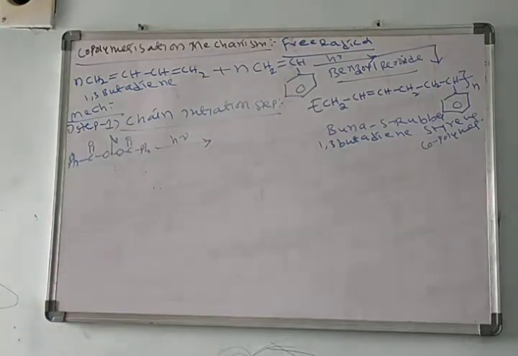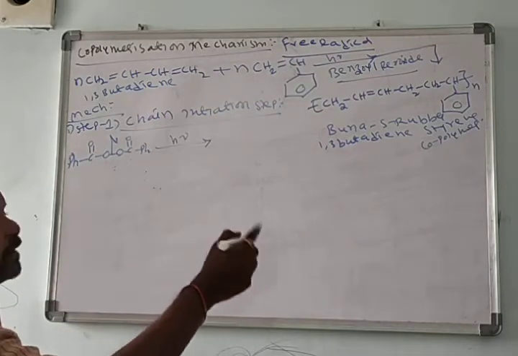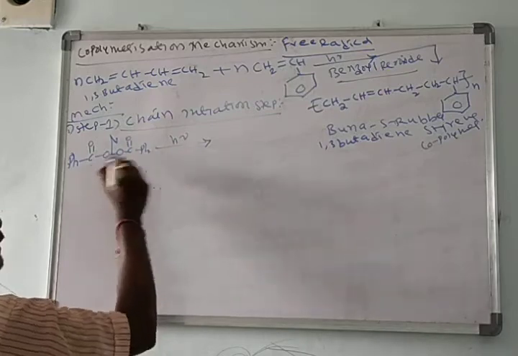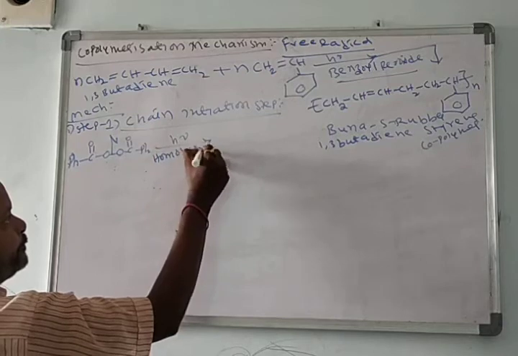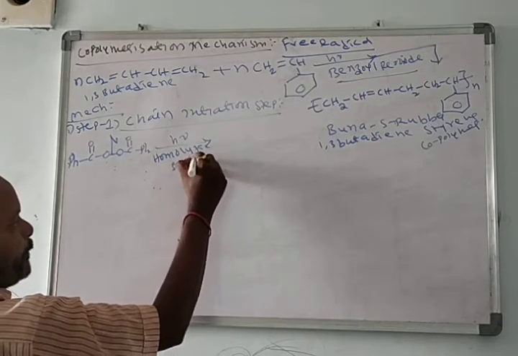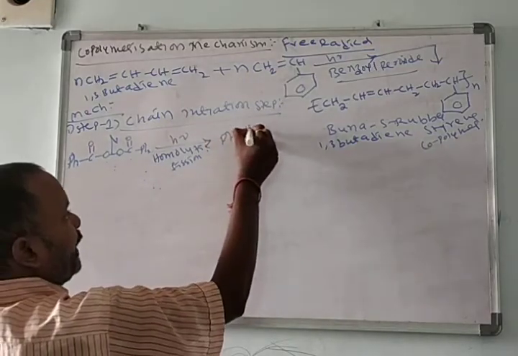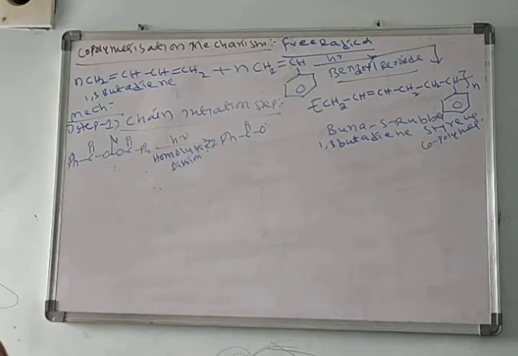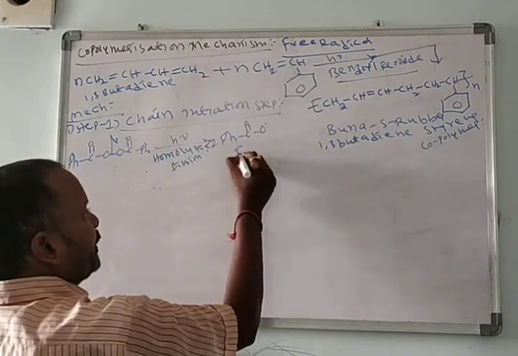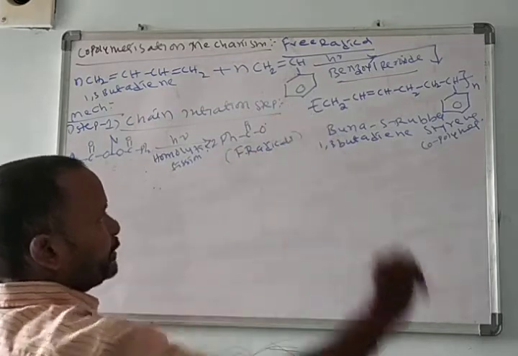This is the fishhook mark, already said. The fishhook mark indicates the transfer of one electron. Here free radicals were formed in the homolytic fission. We get the benzoyl free radical, or benzoate free radical. Two free radicals were formed. These are the free radicals.